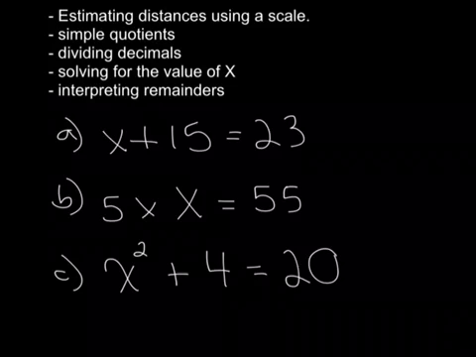A, B, and C. A: x plus 15 equals 23. B: 5 times x equals 55. And C: x to the power of 2, x squared, plus 4 equals 20. What is x in A? What is x in B? And what is x in C? Go ahead and try these out, boys and girls, and then check them with your teacher.